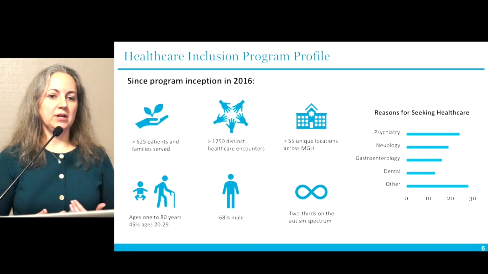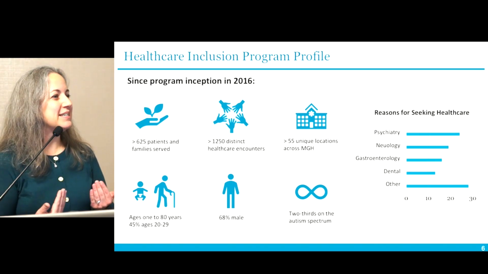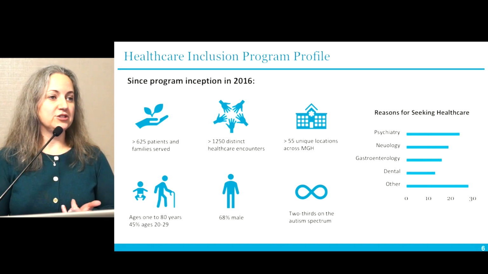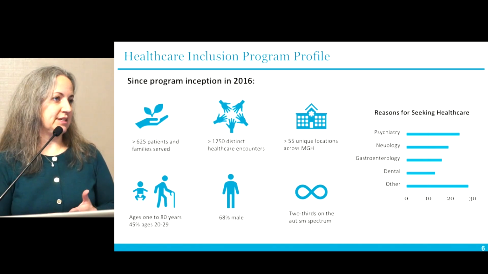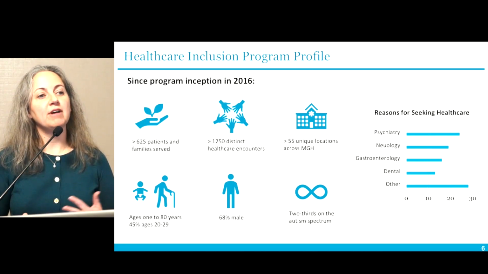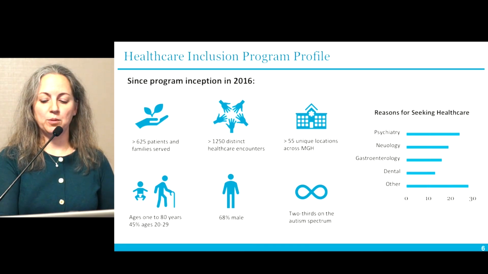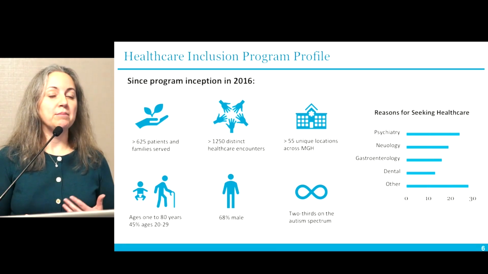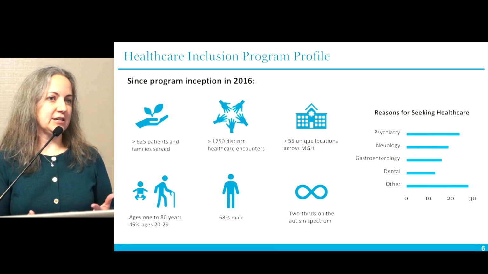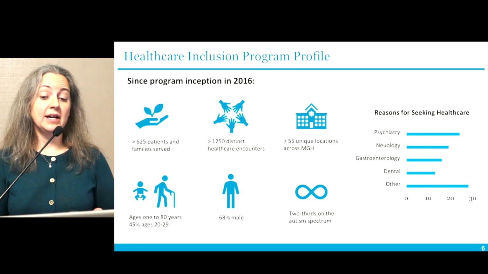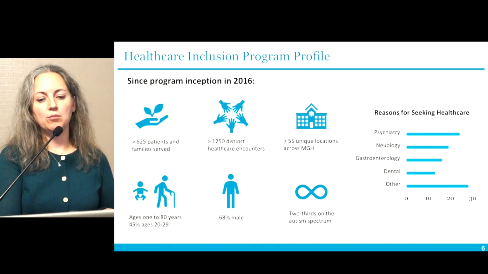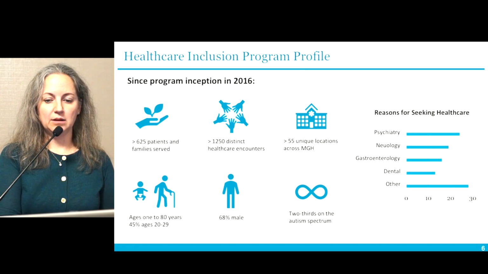And the reasons why people are coming will probably not surprise you as well, right? Because these are all of the reasons that individuals on the spectrum present to the hospital. So psychiatry was number one, neurology, gastroenterology, and then dental care, which we provide in our operating room under anesthesia for some patients that need that. And then a large bucket of other after that, which includes pulmonary care, infection, cardiac as well is a big one, and what I call proactive care, which are people who are reaching out for resources, like a specialist.